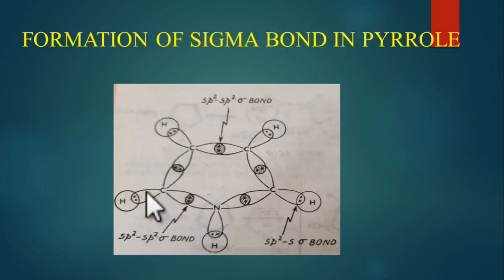Now we are discussing the orbital hybridization of pyrrole. In pyrrole, the nitrogen atom and the 4 carbon atoms are sp2 hybridized. The sp2 hybridized orbitals overlap with each other and with the s atomic orbitals of the 5 hydrogen atoms, forming carbon-carbon sigma bonds, carbon-nitrogen sigma bonds, carbon-hydrogen and nitrogen-hydrogen sigma bonds. All these sigma bonds lie in one plane.